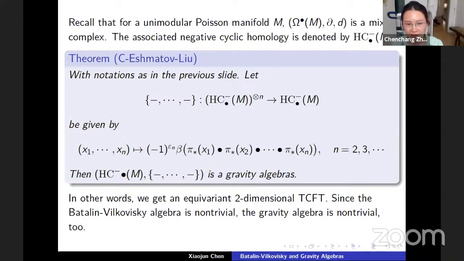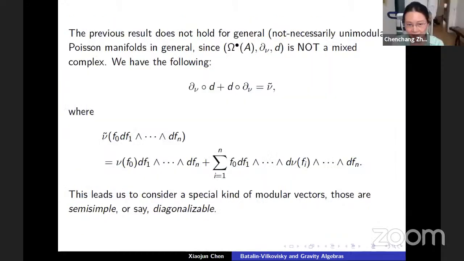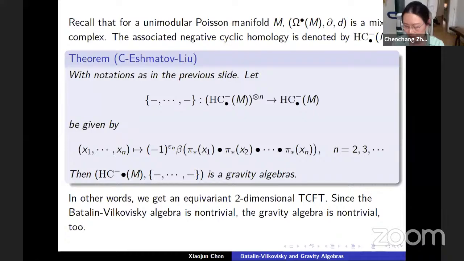Is it clear now? So the other one was the Poisson algebra and Poisson homology, and it is the gravity. Okay, thanks. So I will give more details about that later.